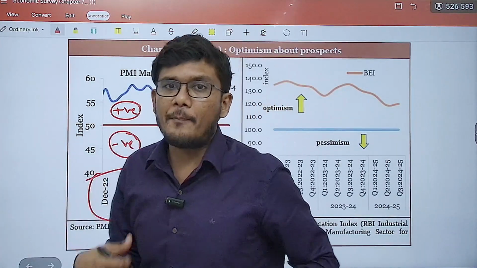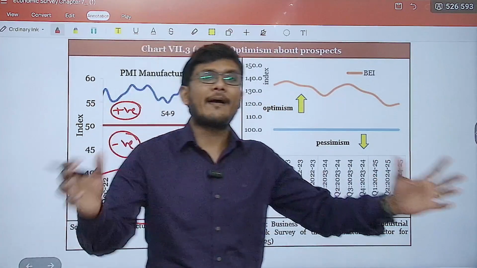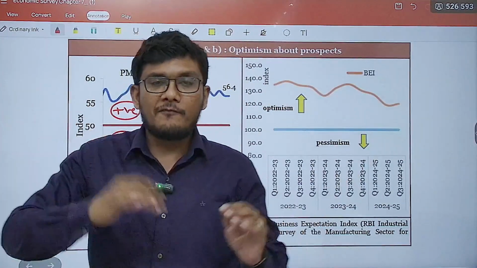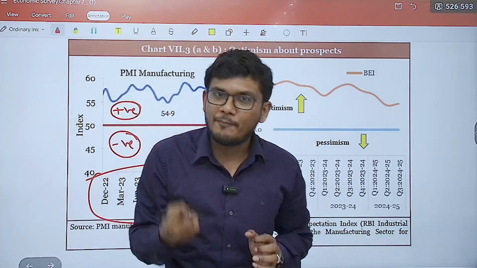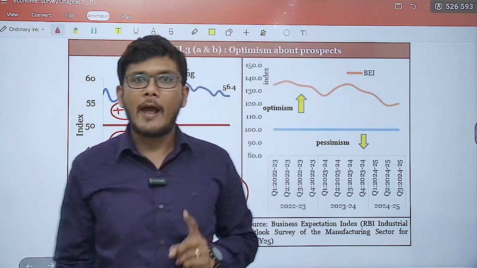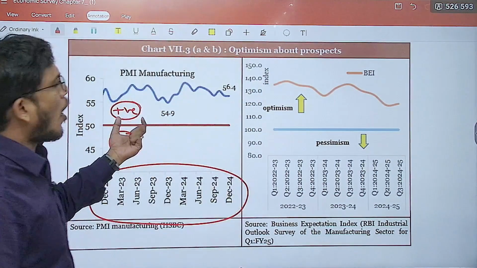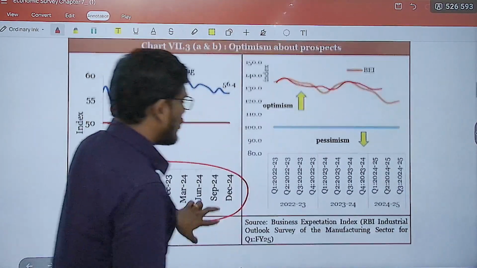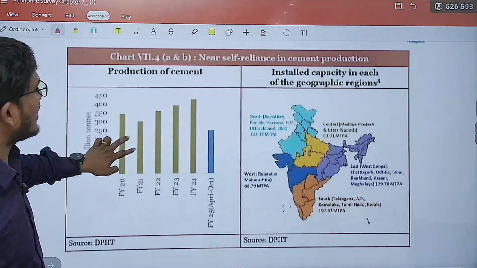It is calculated based on the purchasing managers are doing for different industries, for different companies. If they're purchasing more and more, you can expect more and more production to happen. So that is on the optimistic side. So optimism has been there continuously when you look at the purchasing managers index.